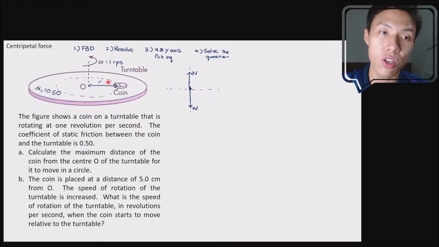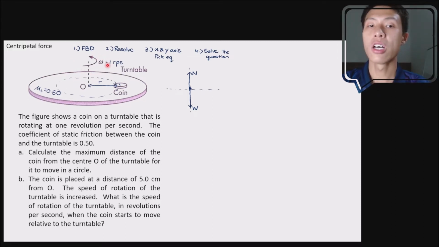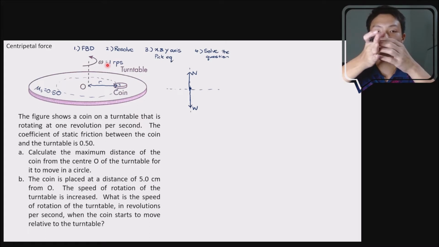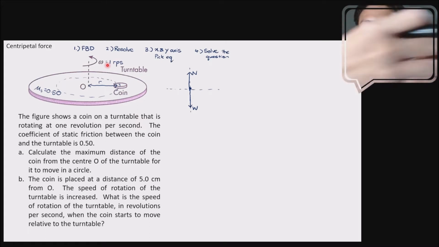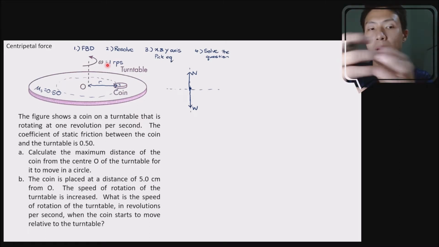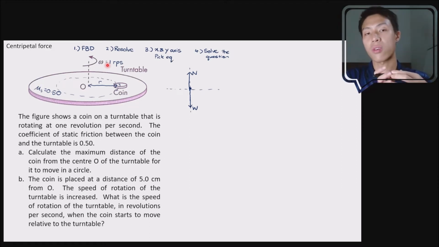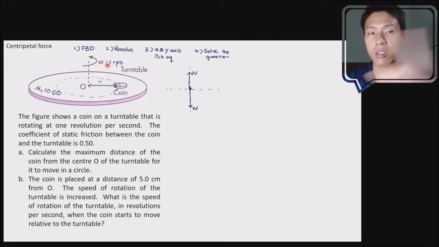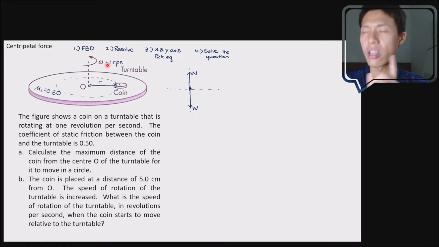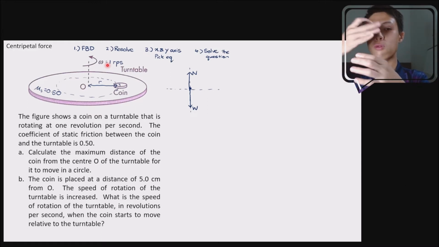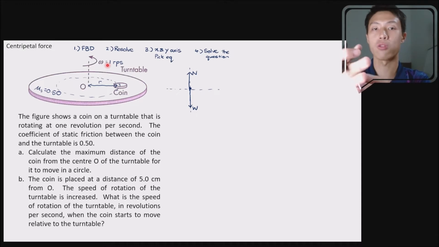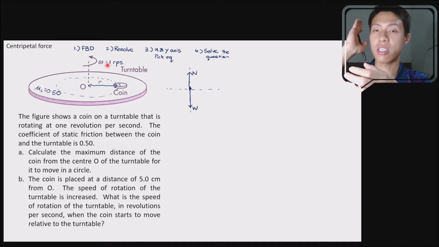But for this situation here, since it's a constant angular velocity, we can ignore the static friction moving forward in the direction along the path. We can ignore it because we know that if an object is moving in uniform circular motion with constant speed, there will be no net force in the direction of motion.